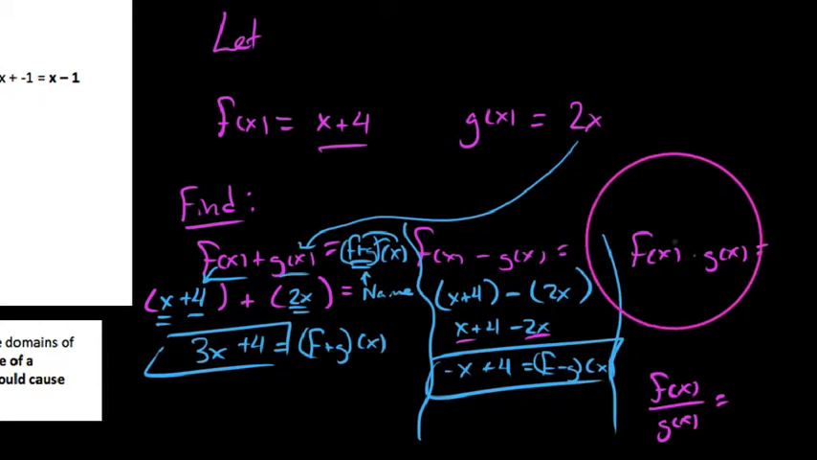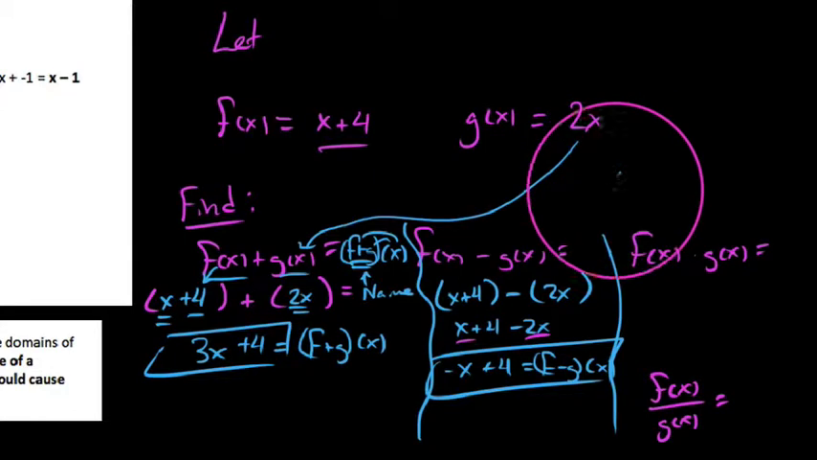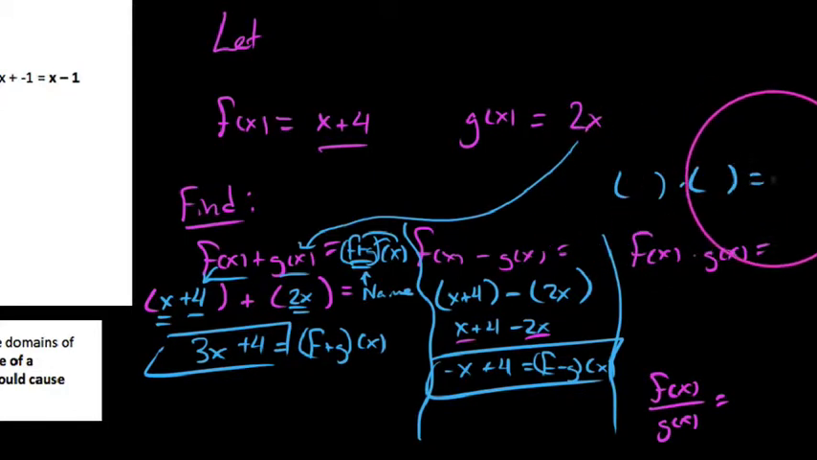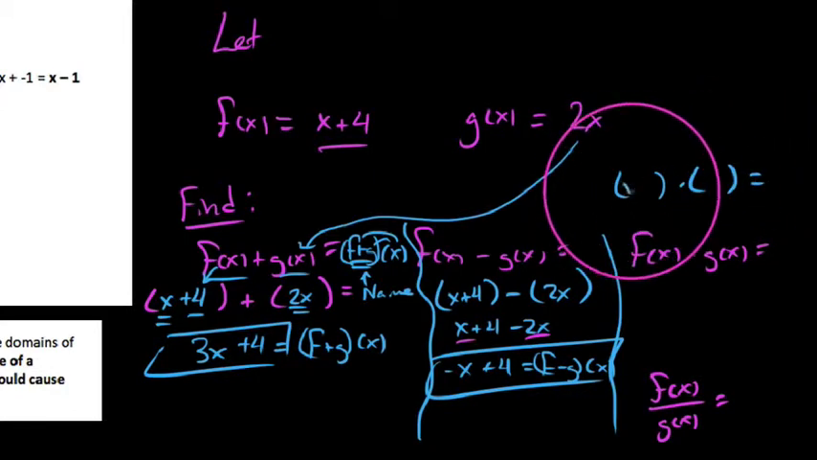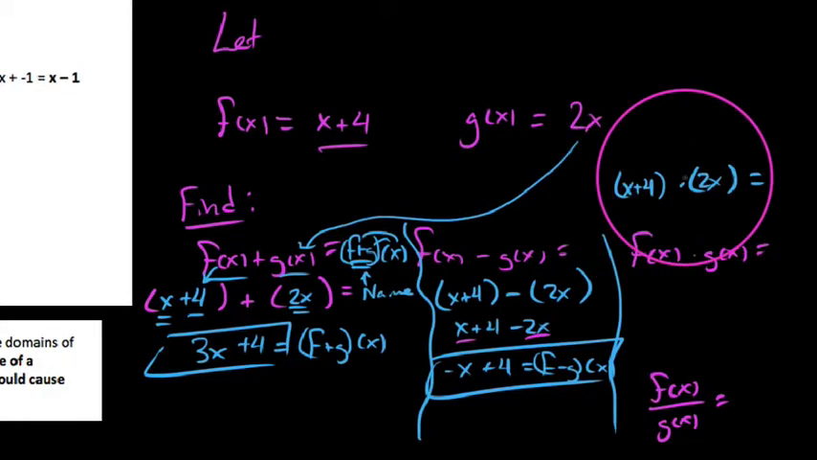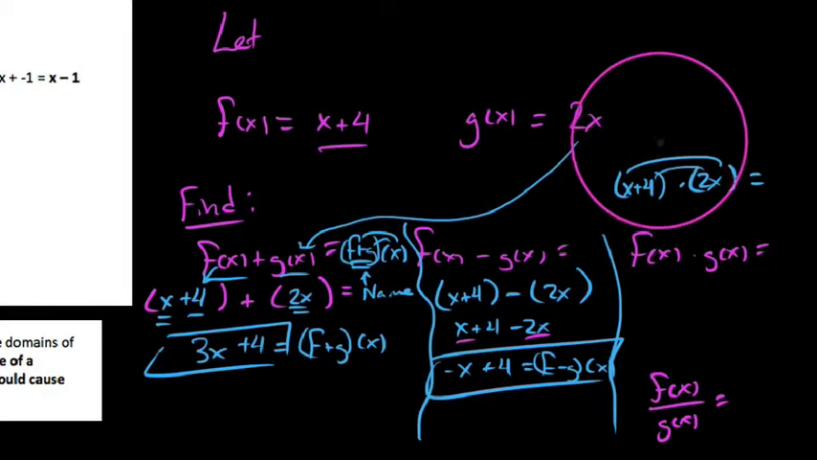To finish this up really quickly, multiplying would be very much the same thing. We say f of x times g of x. We're going to put in blank parentheses first. f of x is x plus 4, and g of x is 2x. We can just distribute here, and we get some new rule.